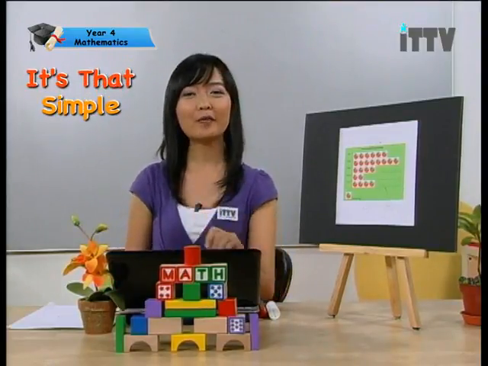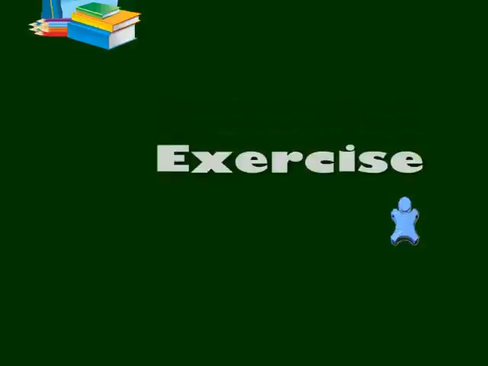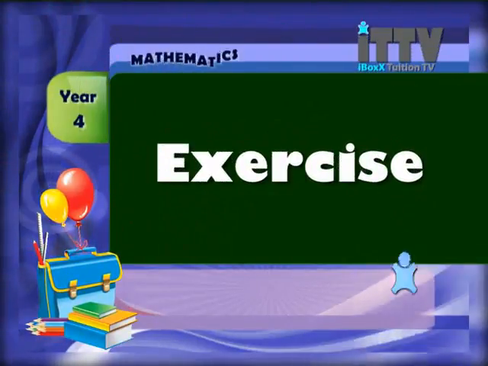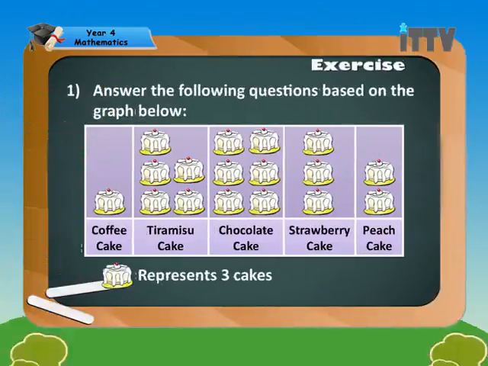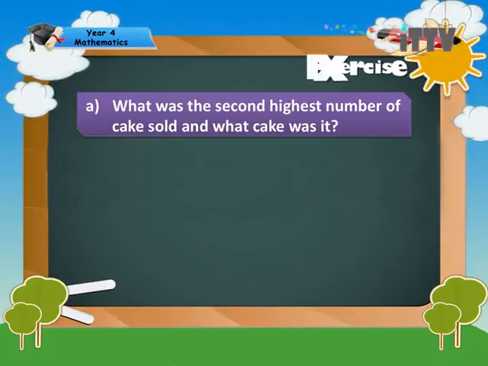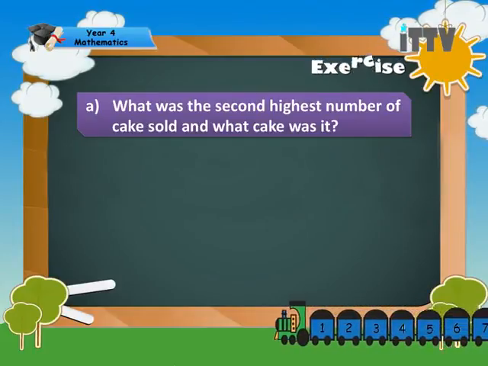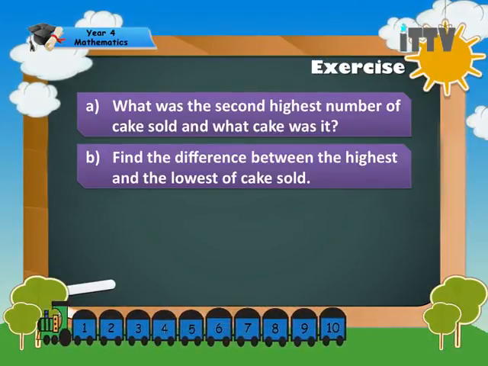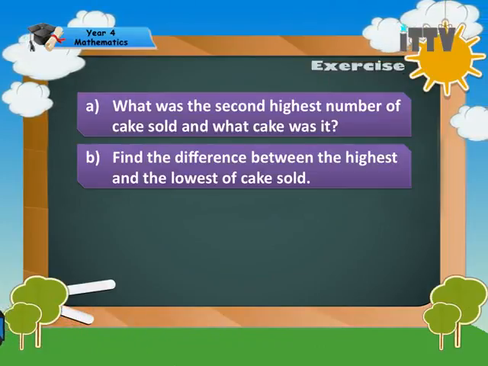Now, why don't you grab your pen and paper? I'm going to give you some questions on pictographs to try on your own. Number 1. Answer the following questions based on the graph below. A. What was the second highest number of cakes sold? And what cake was it? B. Find the difference between the highest and lowest number of cakes sold.